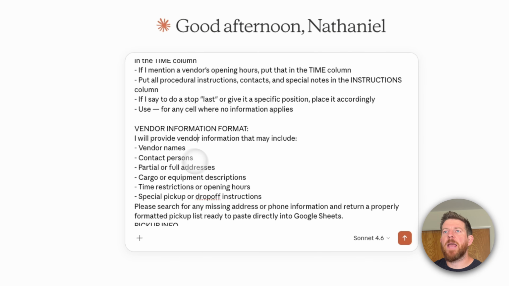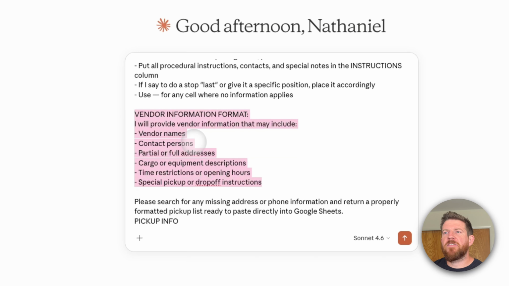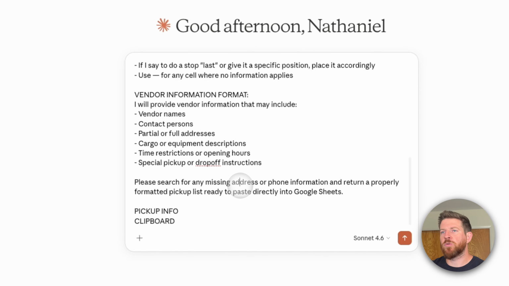Next, I just give it a rundown of the type of vendor information that I would provide. So it's the names, the contact persons, partial or full addresses, cargo or equipment descriptions, time restrictions or opening hours, special pickup or drop off instructions. And this whole section right here is to just kind of give it a baseline of context. That way it can parse out whatever information I choose to dictate to it and has an idea of where that information needs to go. Especially when it comes to things like notes or additional drop-off instructions, it knows to slot it in the appropriate spots. And then again, I remind it to search for any missing address or phone information to return a properly formatted pickup list that I'm ready to paste into Google Sheets.